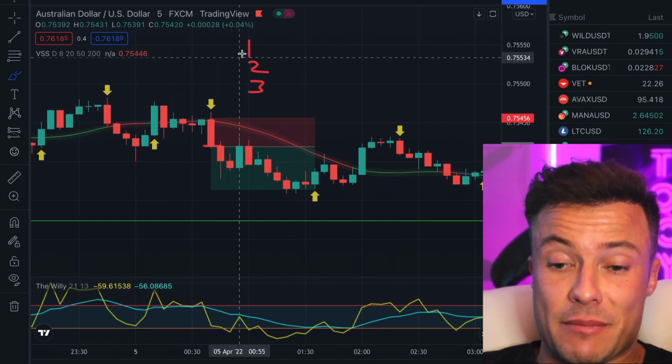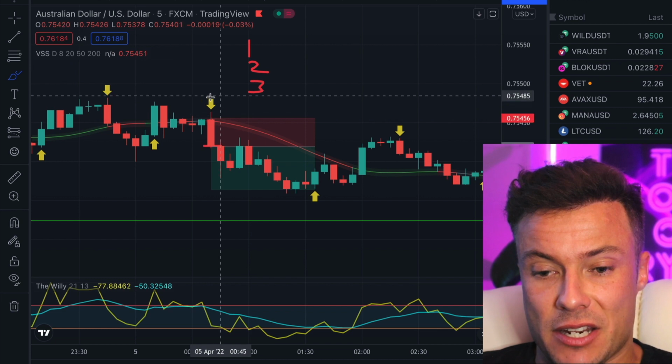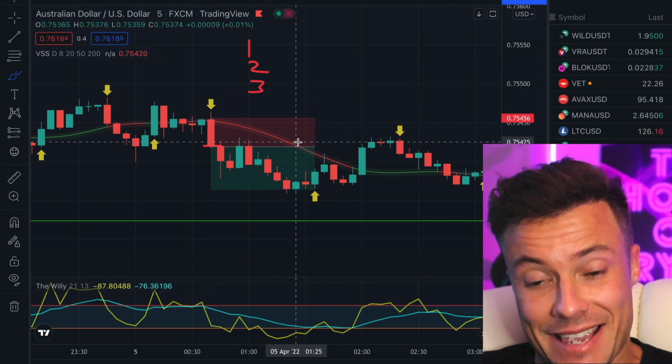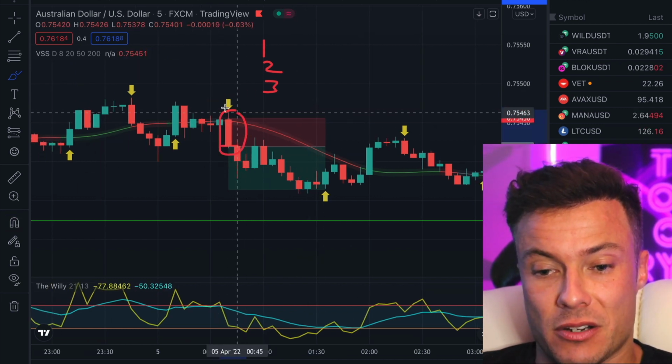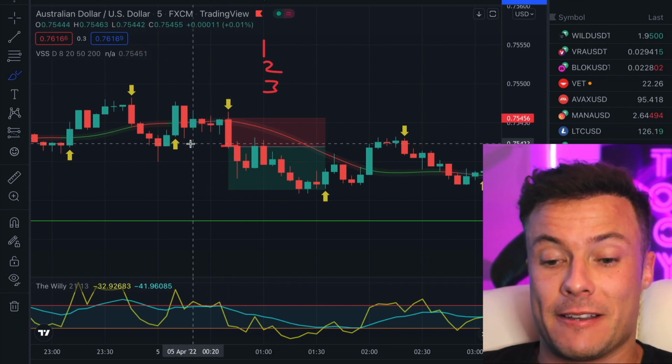Okay, so the three steps, guys, that we need to remember. The yellow arrow gives us the indication, tells us here that it's a sell. We've got the red line, again indicating that it's a sell. We've got the red candle that drops down through the line and closes below the line, which tells me it's a sell.